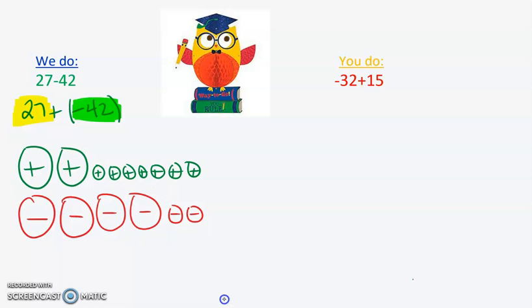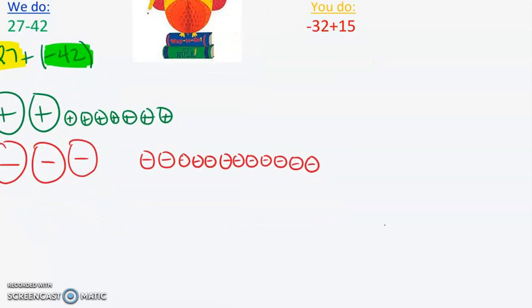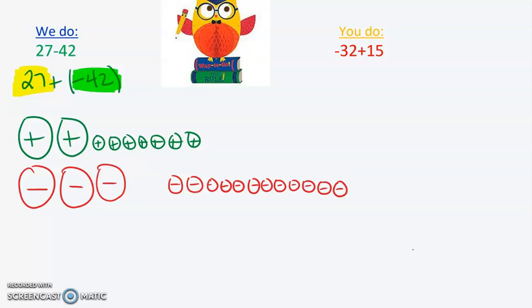So let's do that instead. I'm going to erase this big one, and I'm going to draw in 10 small circles. 1, 2, 3, 4, 5, 6, 7, 8, 9, 10. All right, so I took that big circle and I just broke it into 10 small circles. Now I can go through and redo my 0 pairs. So that was a 0 pair and that was a 0 pair. That's a 0 pair. There we go.